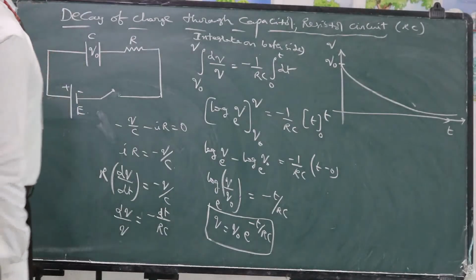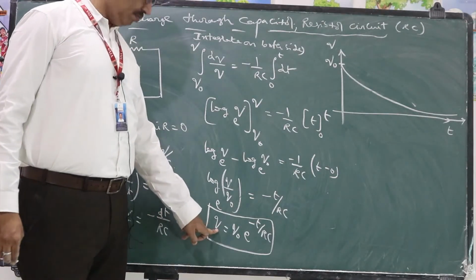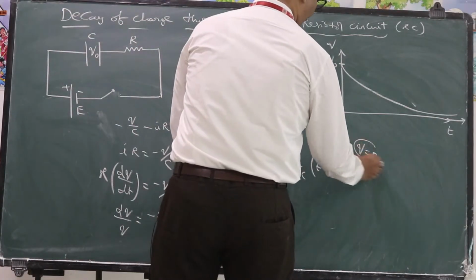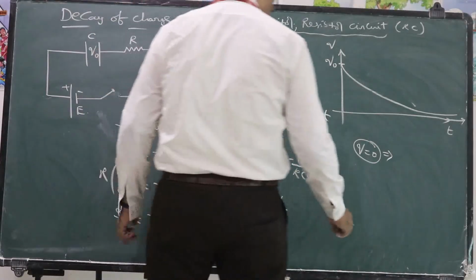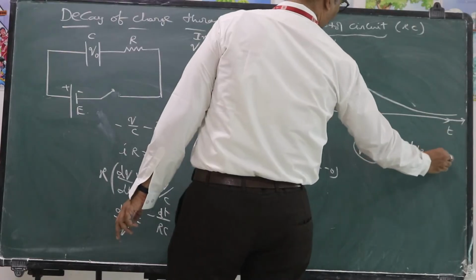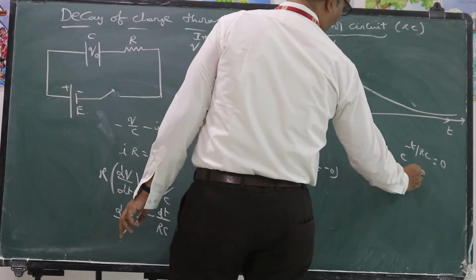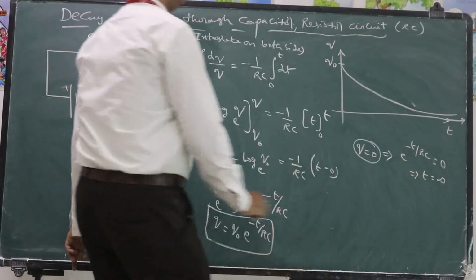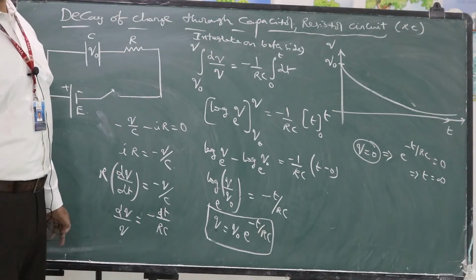If you want to decay the entire charge, that means the final charge should become 0. So if you need Q equal to 0, it implies e power minus t by RC is equal to 0, so it should become infinity. It implies t should become infinity. So you should wait for infinite time to decay the charge to a value of 0.